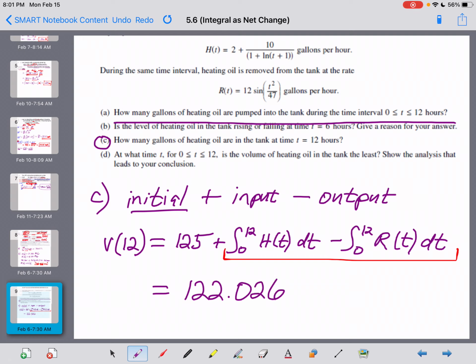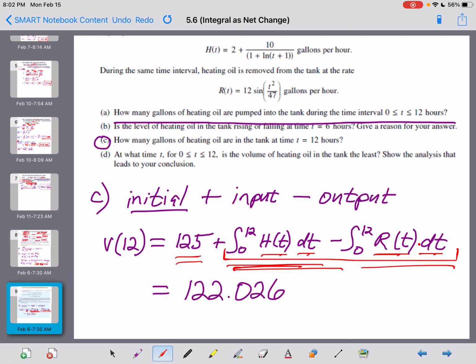122.026. Now, once again, they didn't ask for units, so I'm not going to write them, but they said how many gallons of heating oil are in the tank? Well, 125 was in gallons. This integral was gallons per hour times hours, so that's gallons. And this one here, gallons per hour times hours, is also gallons. So gallons plus gallons minus gallons, yeah, sure enough, that's going to be gallons, even though if they didn't ask for it, we shouldn't put it there. And I think that answer seems realistic.